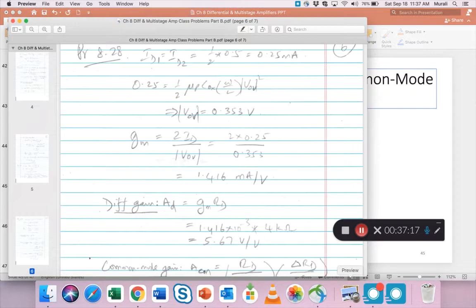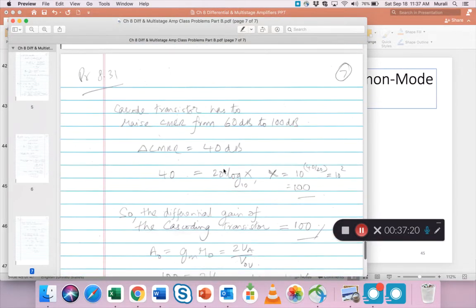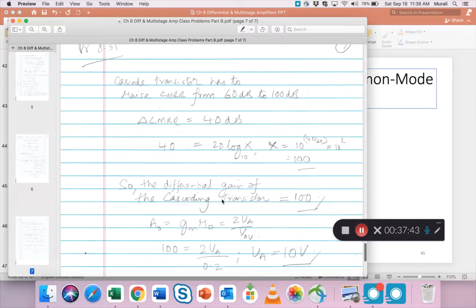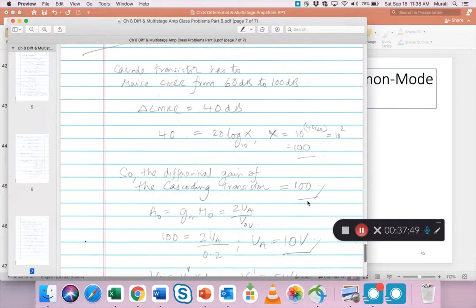Okay, so let's see how to do 8.31. Cascode transistor has to be used to raise CMRR from 60 decibel to 100 decibel. Basically, that's why you want the cascode transistor. So the delta in the CMRR has to be 40 dB. What does 40 dB mean in terms of absolute number? It's 100. So the differential gain of the cascoding transistor has to be 100, right? If you use that 100, then your overall CMRR will go up from 60 to 100.